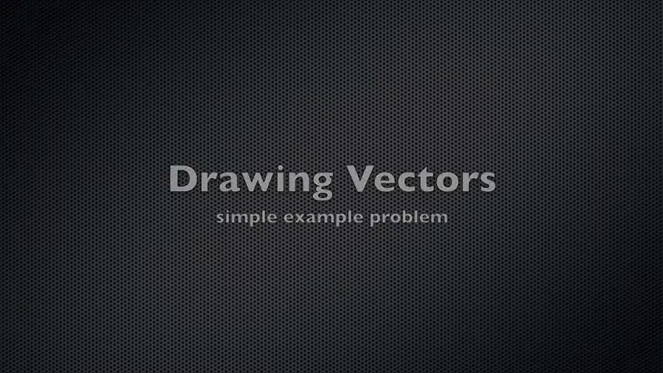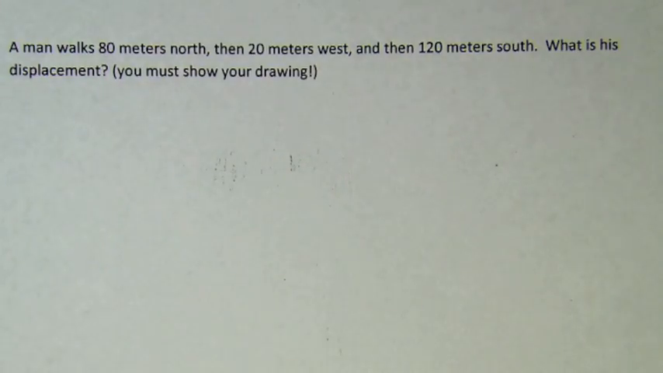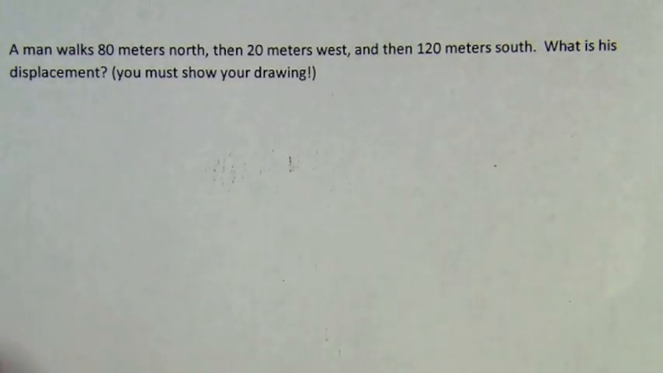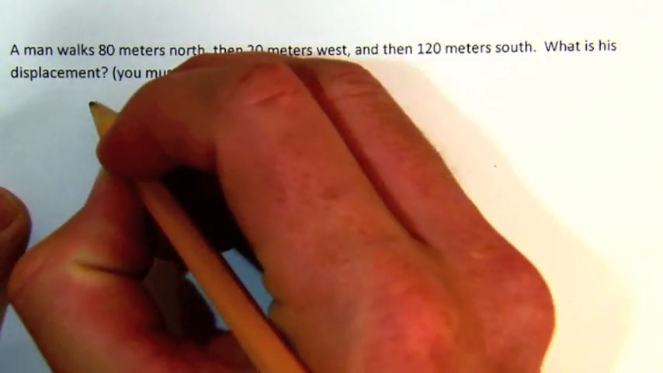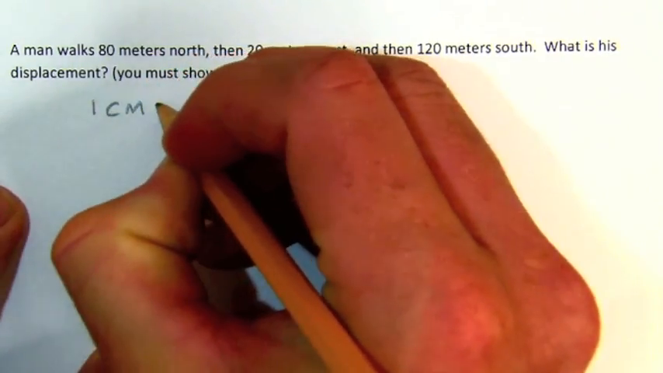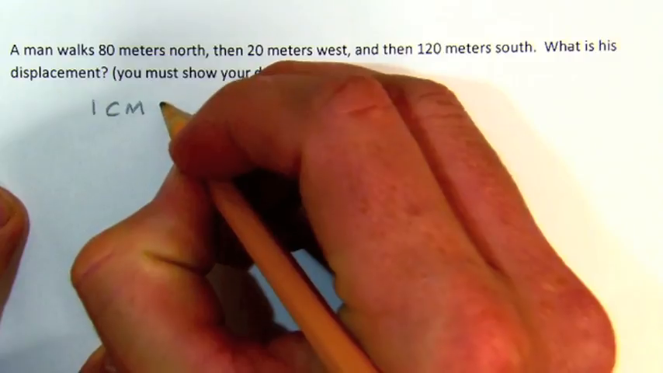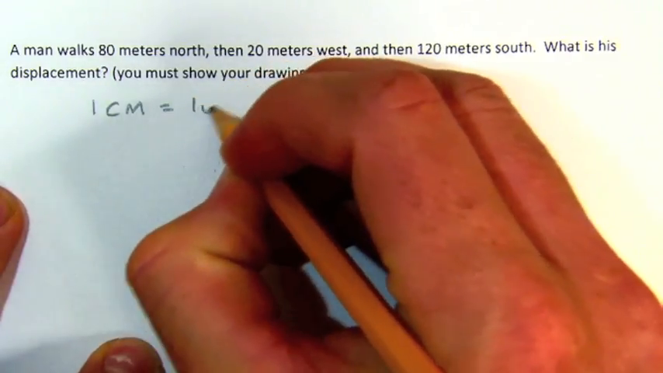Alright, this video is going to explain a simple example of drawing vectors. We're going to look at this problem. A man walks 80 meters north, then 20 meters west, and then 120 meters south. What is his displacement? You must show your drawing. So even though you could probably do this using the Pythagorean theorem, we're going to go ahead and draw it out because we're practicing how to draw vectors.